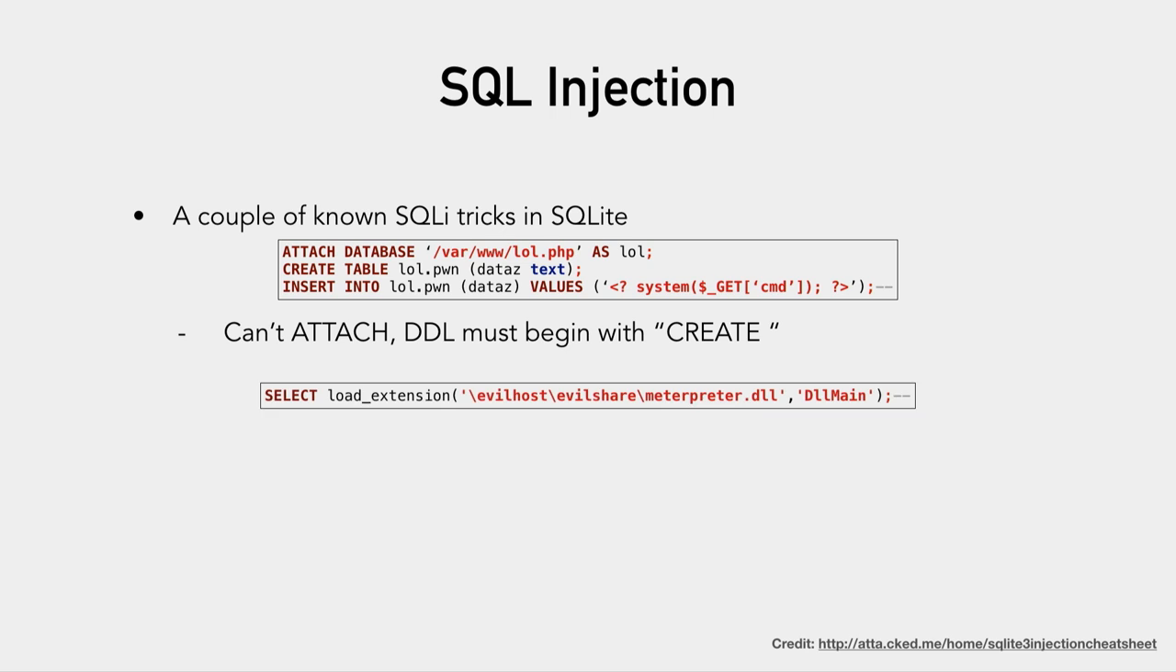Another common thing to do in SQL injection is loading a remote extension. Like here in this example, you can see it actually loads the meterpreter DLL. However, it is also disabled by default. So again, no go with this trick.